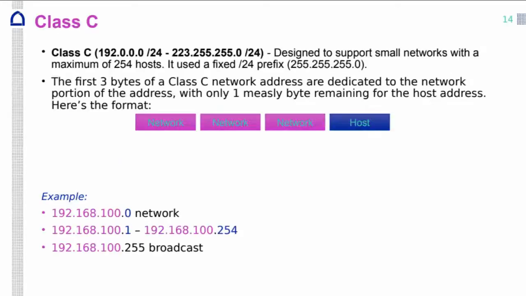Class C is network, network, network, and then the last octet is for host. Okay, and the range is from 192.0.0.0 up to 223 networks. Okay, an example is 192.168.100.0, the one we use in the lab always. We have 192.168.100.1. The broadcast is 255. The last octet is 255.